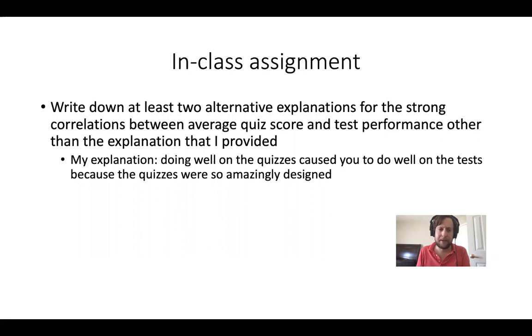So for the in-class assignment, you have to come up with 2 alternative explanations for the strong correlations between the average quiz score and the test performance, other than this explanation that I provided right here. You'll turn that in on Blackboard, and I will make that due, let's see, what day is today? Monday. I'll make that due Tuesday at 11:59 p.m.